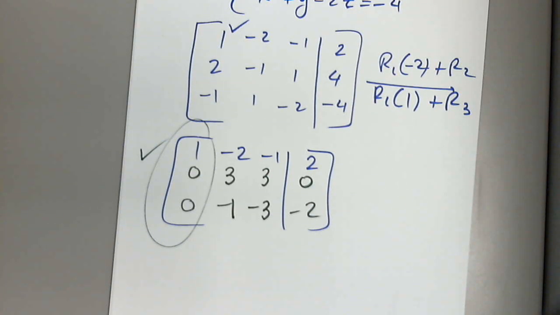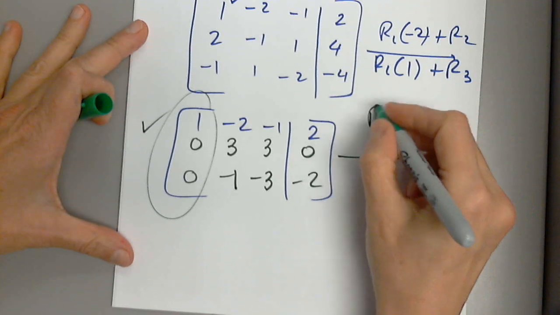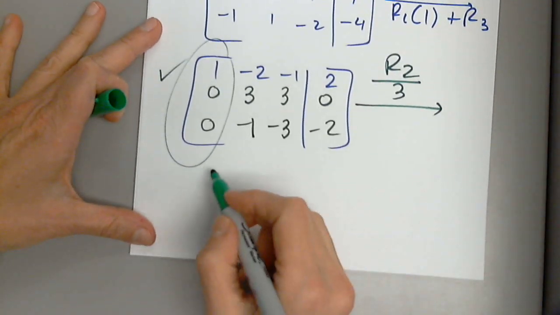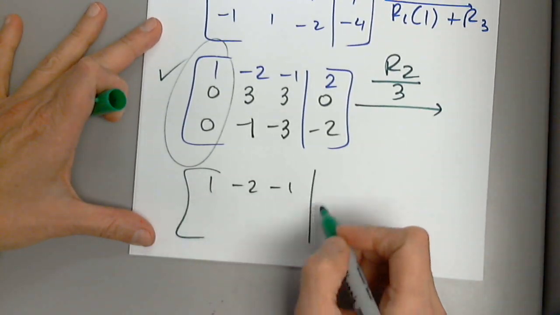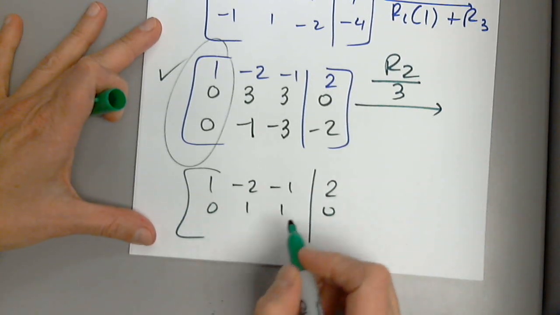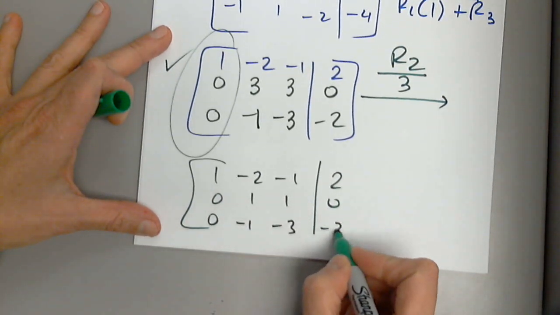In the second row, we need a 1. But I cannot just make 1. I have to divide the entire row. Can't we swap it? You can. Or divide everything by 3. If it turns out to be a fraction, I will rather swap. But if it's not a fraction, same thing. You will get the same answer. 1, negative 2, negative 1, 2. 0, 1, 1, 0. 0, negative 1, negative 3, negative 2.